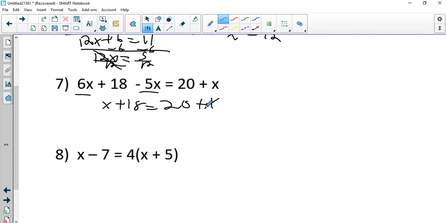Now this is going to be an interesting problem. When I get rid of this x, look what happens. That x disappears. And I'm left with 18 equals 20. Is that a true statement? No, it's not. That's a lie. So there is no answer. It's called the empty set.